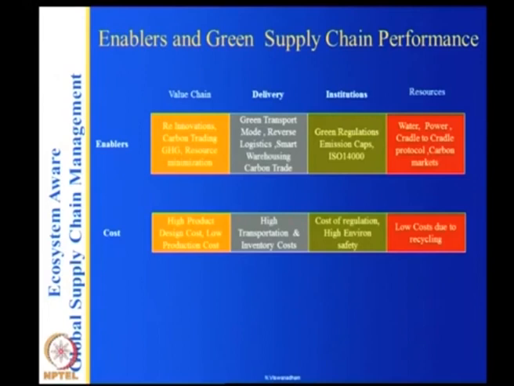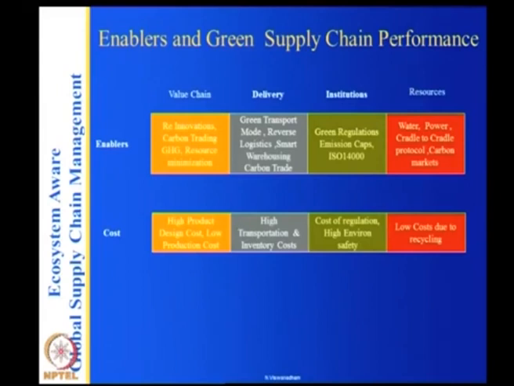So, the cost is high product design cost, low production cost. What happens is if you have all these innovations, you bring all of them to me. You have made all these investments, which are sometimes capital investments, which are asset specific investments. You make all this and then my production cost is low because I have a manufacturing process. You have given me all the resources, all the ways in which I can use less resources and so on. So, my production cost becomes less, but my product design cost becomes high.